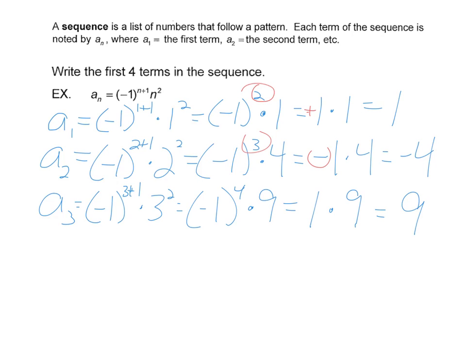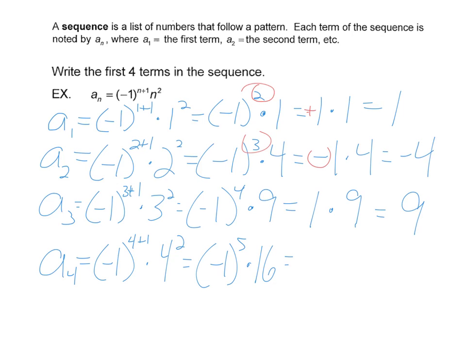And then the last one, the fourth term, a sub 4, everywhere we see an n, we'll replace it with a 4. Negative 1 to the power of 4 plus 1 times 4 squared would be negative 1 to the 5th power times 16. Negative 1 times 16 is negative 16.